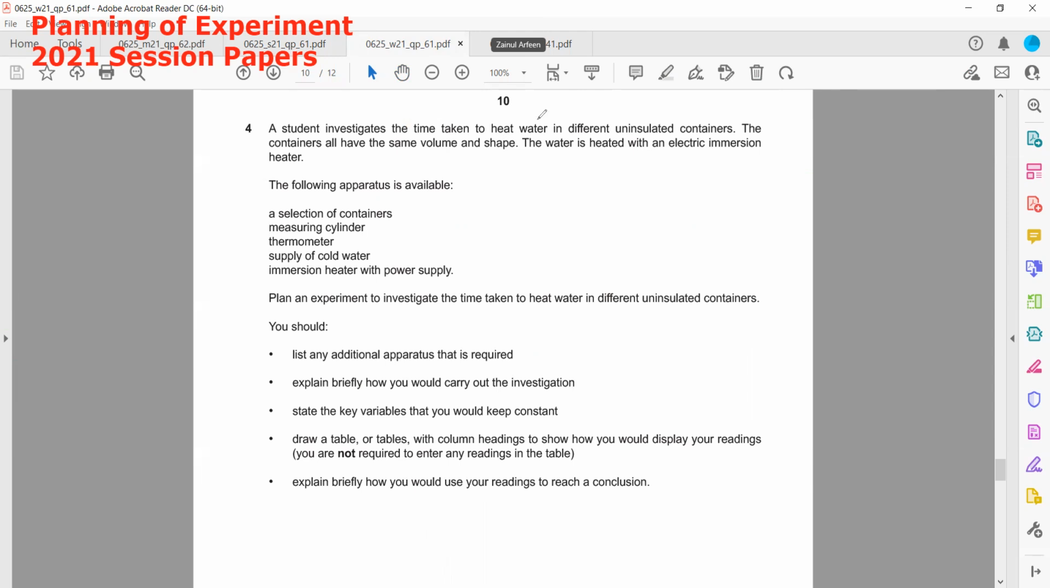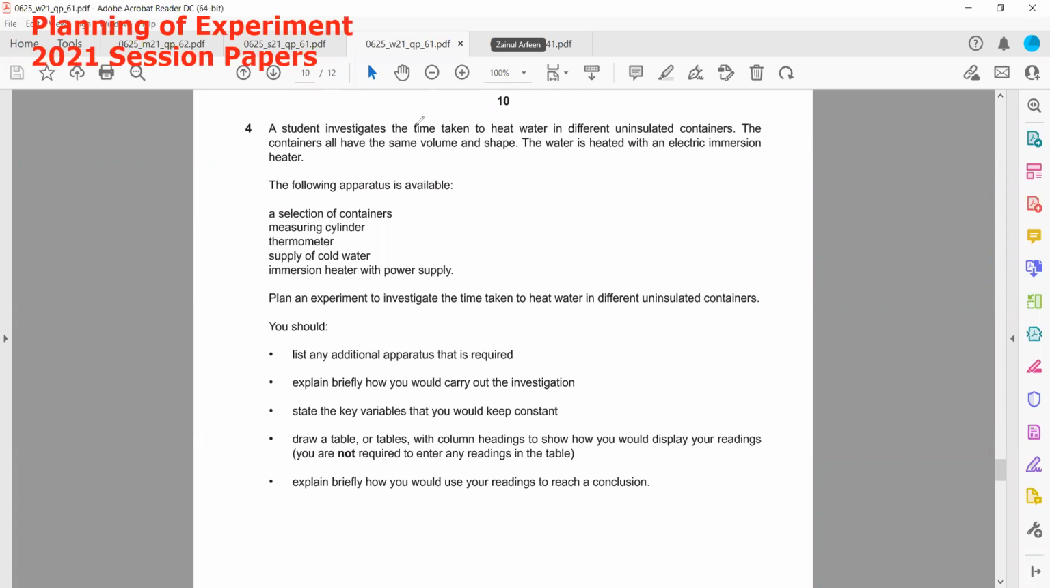A student investigates the time to heat water in different insulated containers. So a student is investigating how much time it will take to heat up the water in different types of containers. The containers all have the same volume and shape. The water is heated with an electrical immersion heater. So a student has an immersion heater, and immersion heater means we can put it inside an object or a material and it can supply heat energy.